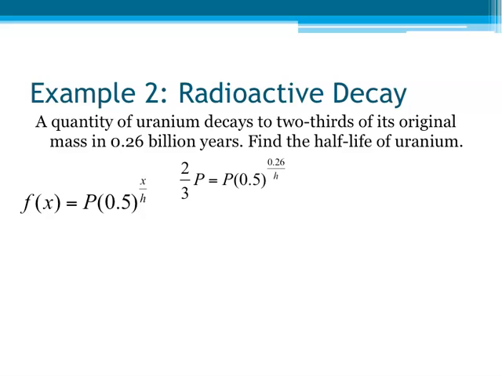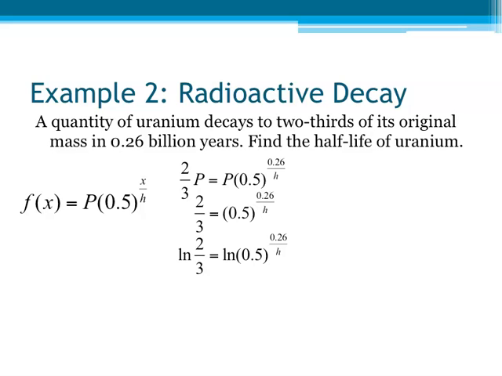Okay, so 2/3 times p is equal to p times 0.5 raised to the 0.26 over h. We'll simplify this. Again, we have p on both sides, cancel that from both sides. And then we'll go ahead and take the ln of both sides. The h is still in the exponent, so we are still going to need to bring that exponent out in front, and the only way we can do that is by taking the log of both sides.